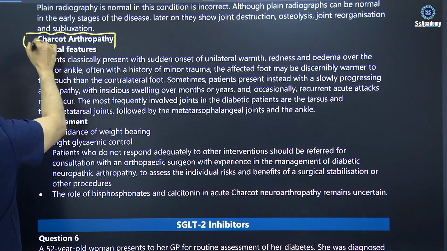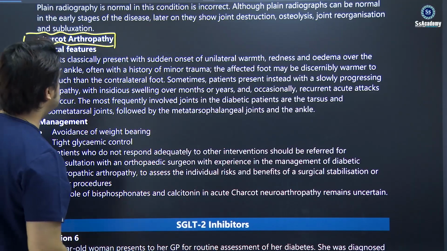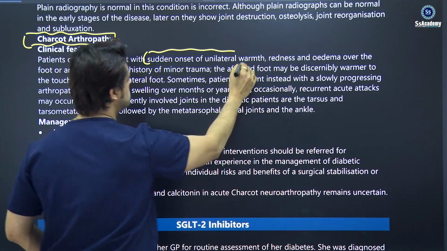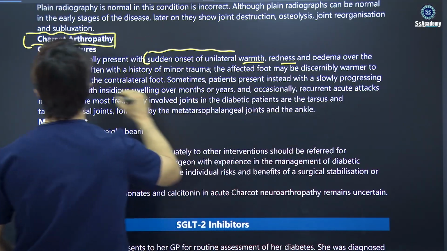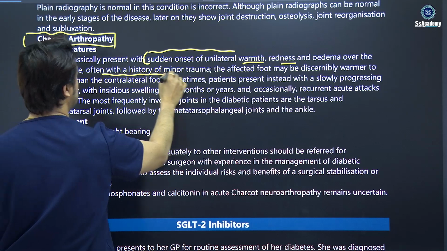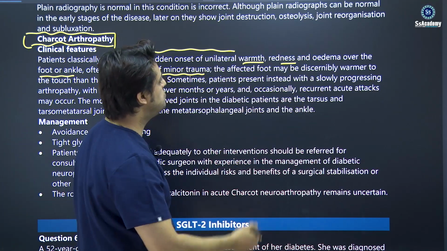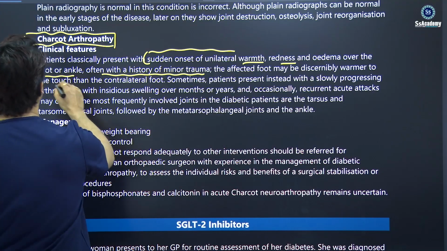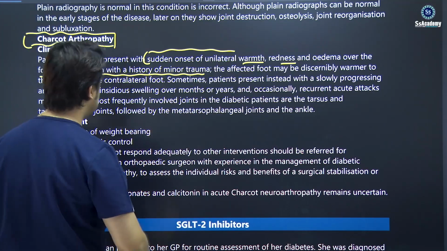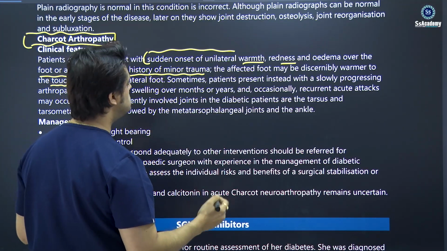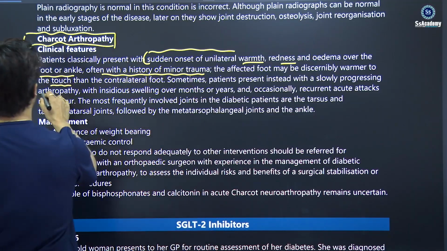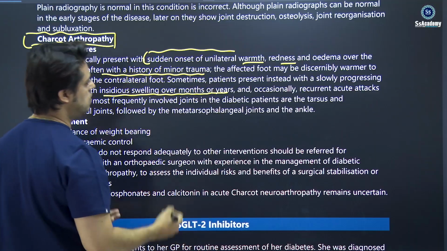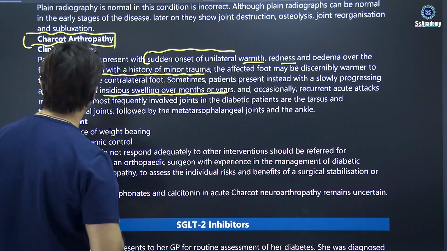Let's discuss a little bit further. Clinical features classically represent sudden onset, unilateral warmth, redness, and edema over the foot or ankle, often with a history of minor trauma. The affected foot may be discernibly warmer to the touch than the contralateral foot. Sometimes patients present instead with a slowly progressing arthropathy, with insidious swelling over months or years, and occasionally recurrent acute attacks may occur.